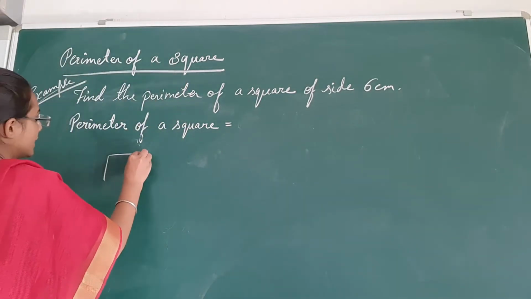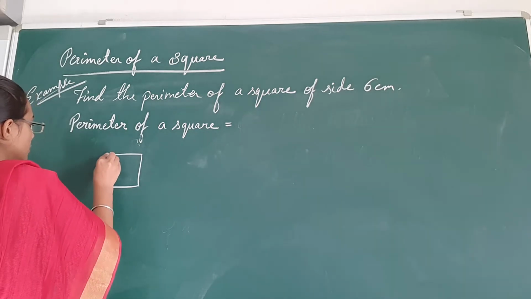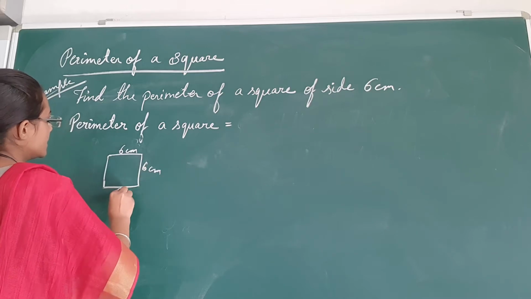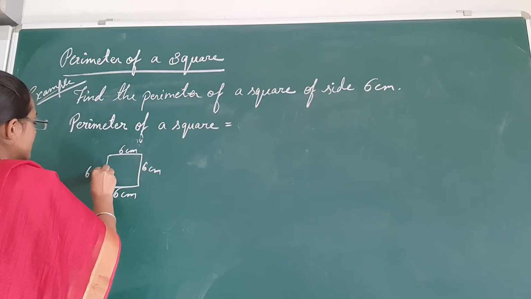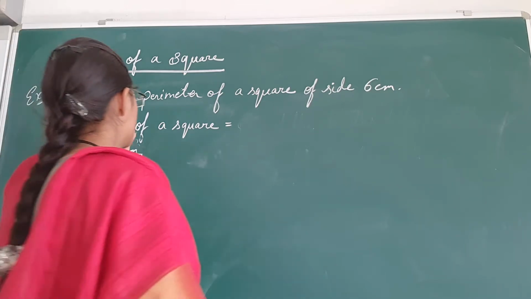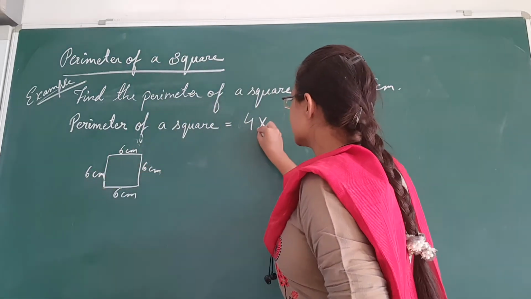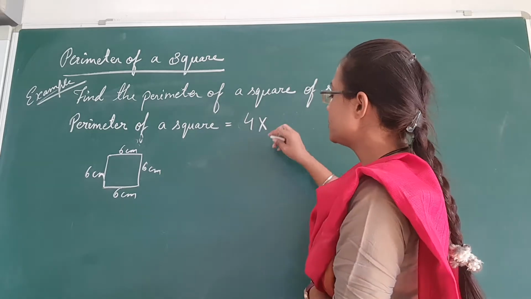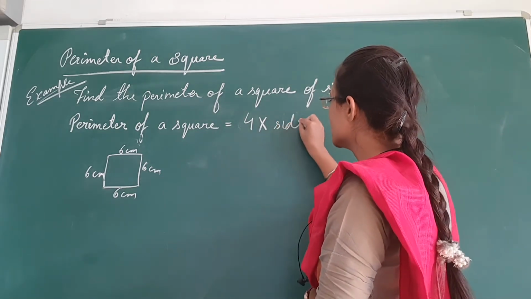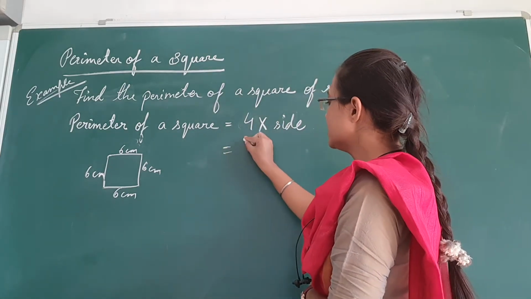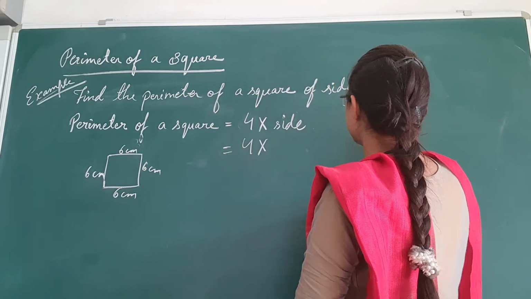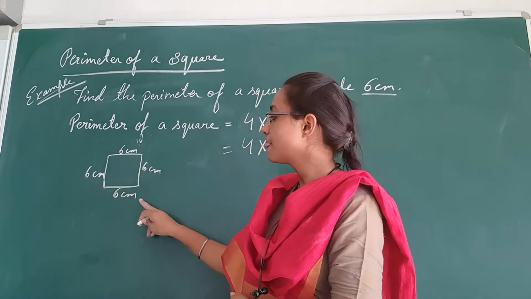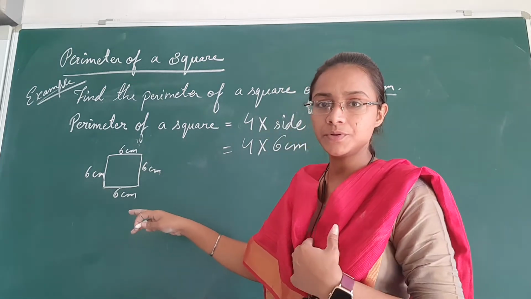As we know, all the sides of a square are equal. 6 cm is given, that means this side will also be 6 cm, this side also 6 cm, this side is also 6 cm. So 4 times. As we also know the formula of the perimeter of a square, that is 4 into side, and we know that one side given here is 6 centimeter.